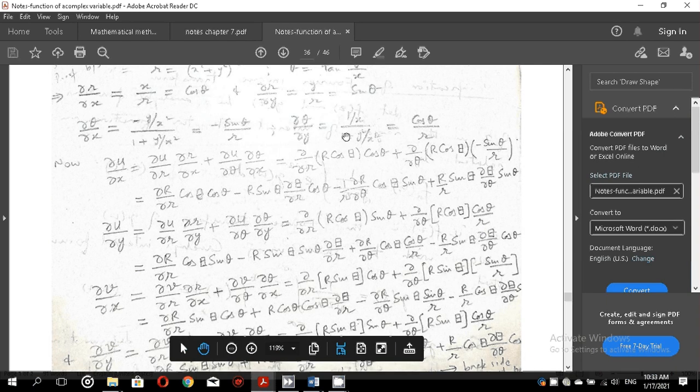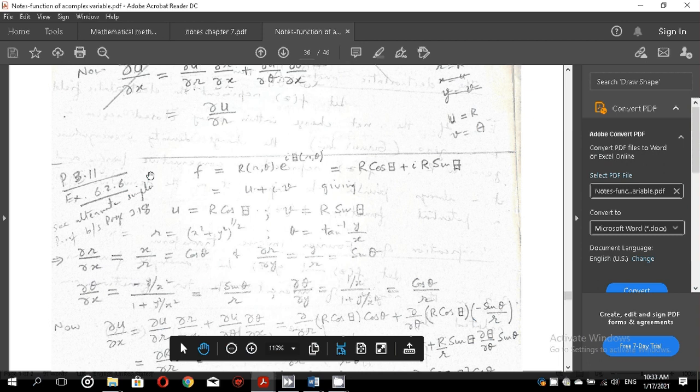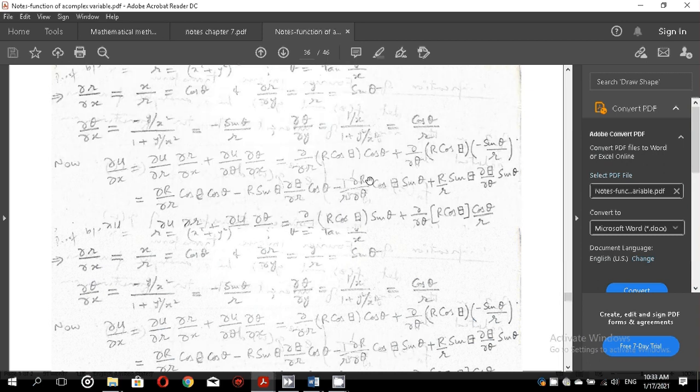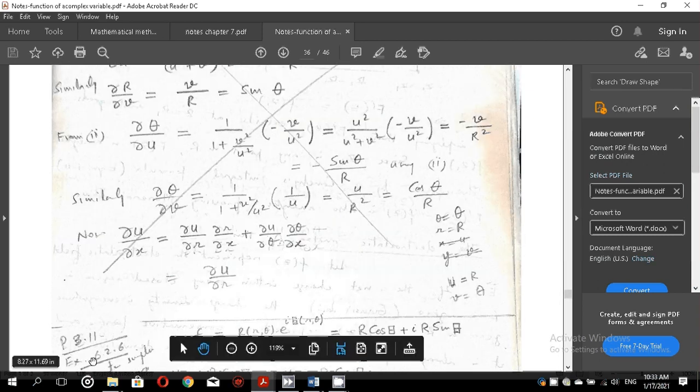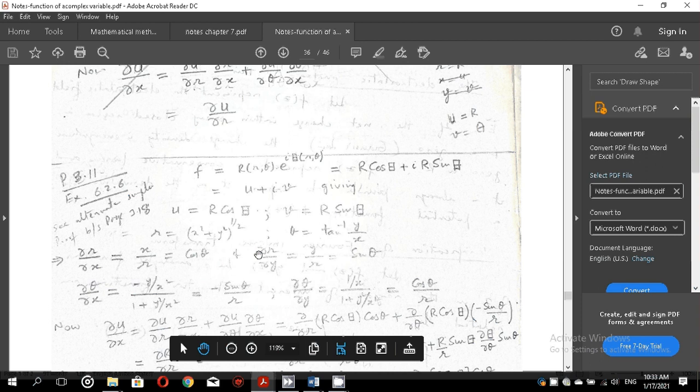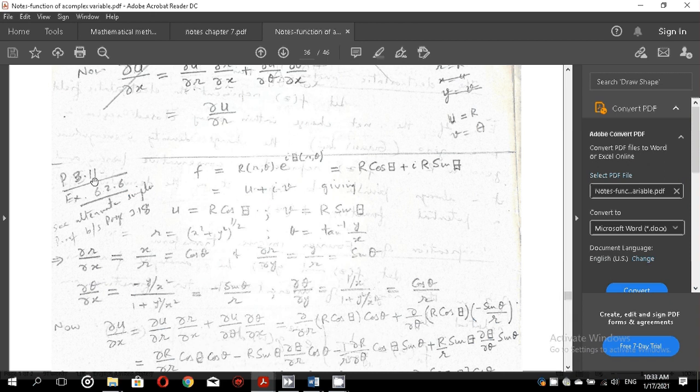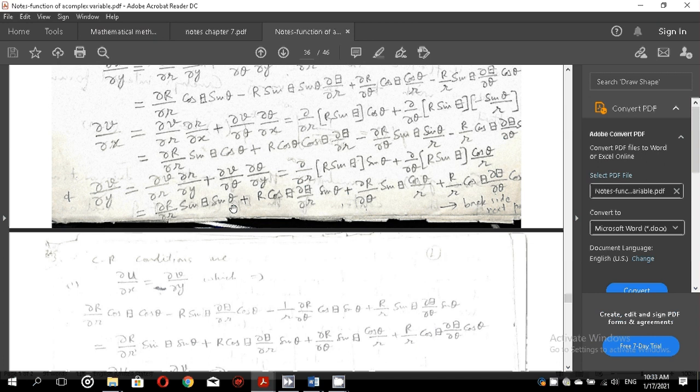Okay, this is the detail. This page is, so don't mind about the exercise numbers, they are different as compared to the third edition. So here is this solution. So you can go to this problem 3.11 mentioned here, and you go through this derivation and you will find the derivation of the CR conditions in polar coordinates.